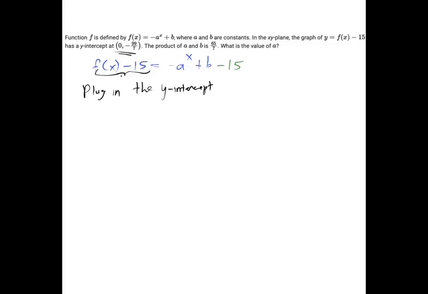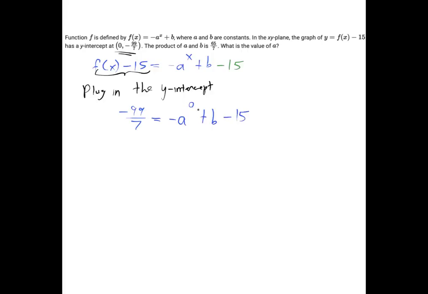So let's say we call that g of x. g of x equals negative a to the x plus b minus 15. The fact that there's a minus 15 there may add confusion, but this whole thing is our y. And so we'll set that equal to negative 99 over 7. And that equals negative a to the 0 plus b minus 15.